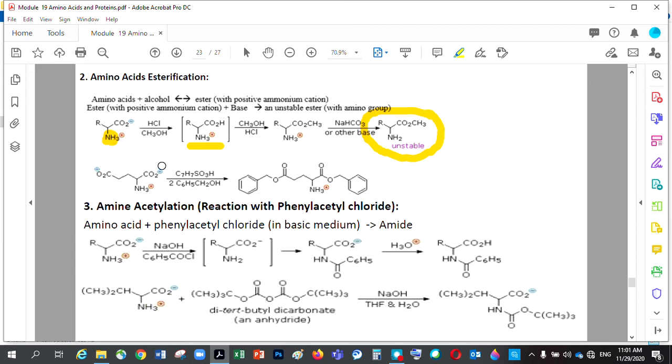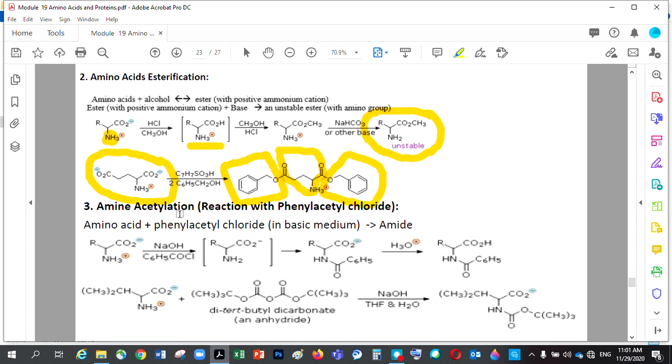And here is another example. You can see this is your aromatic alcohol, and this is our carboxylic acid. So this is a diester, two sides of the molecule. We have two ester groups.